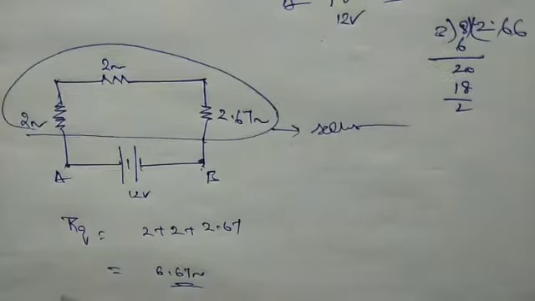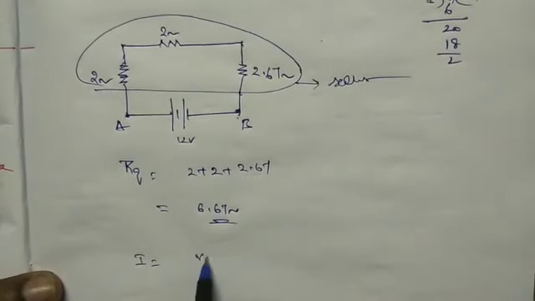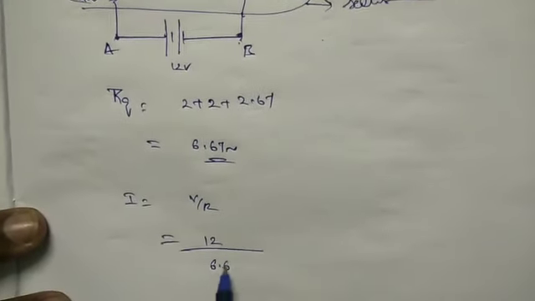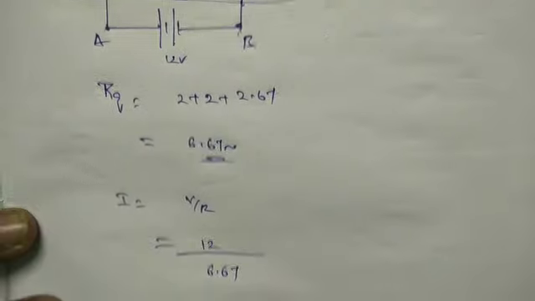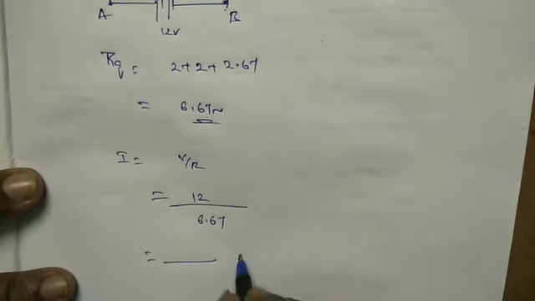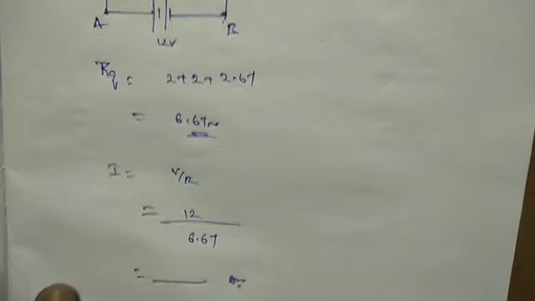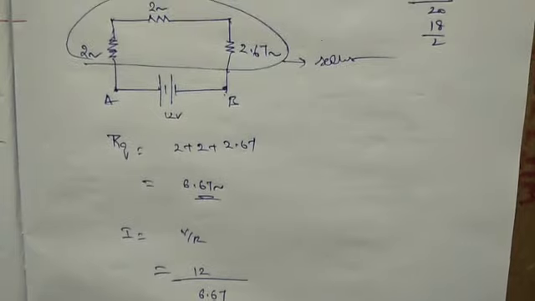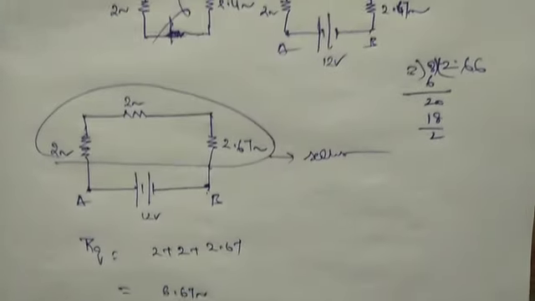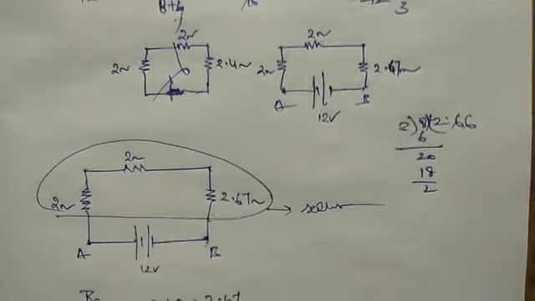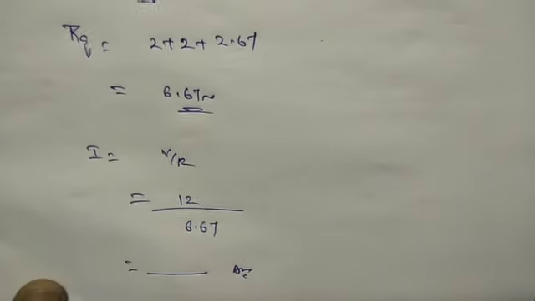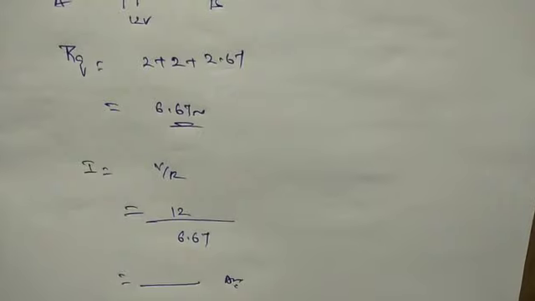6.67 ohms. So total current I is equal to V by R, that is 12 divided by 6.67. So you can calculate this value and give the answer. Okay, do you understand clearly? So in a circuit where the battery is connected in the middle, you can resolve the circuit from the left side onwards and the right side onwards at the same time. Clear?